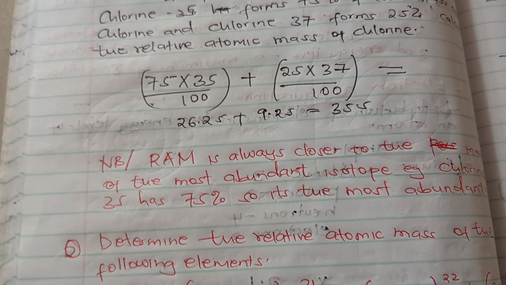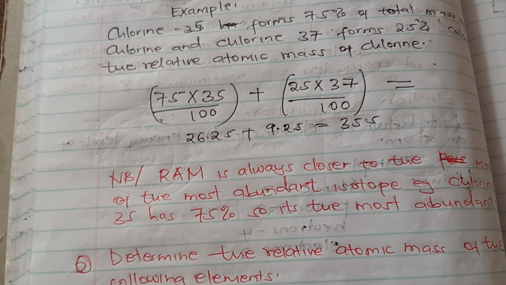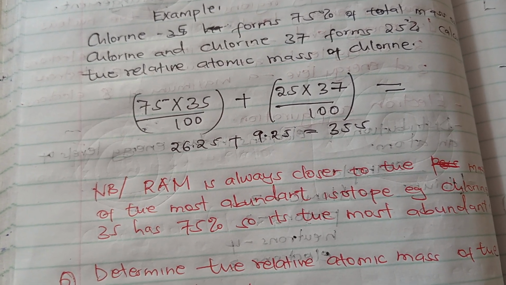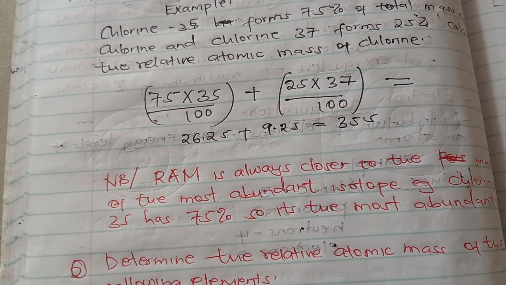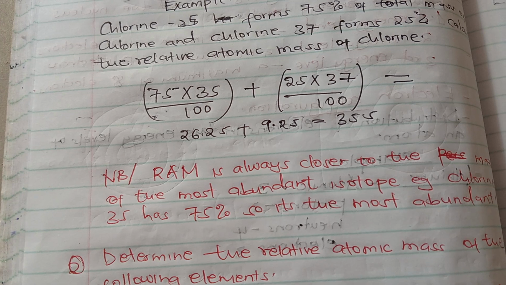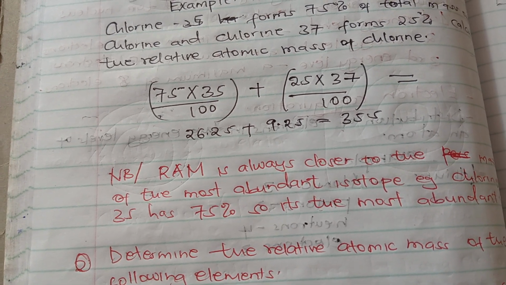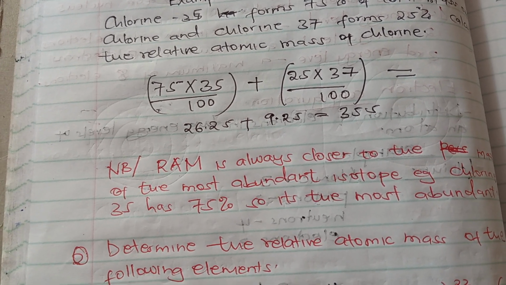There is an NB that I have stated there, that the RAM is always closer to the mass of the most abundant isotope. For example, the most abundant isotope is the one that has a higher percentage. Chlorine 35 has a percentage of 75%, so it's the most abundant isotope. And when you look at the calculated RAM that you've done, you'll see it is closer to the mass of the most abundant isotope, and that is how you know that the answer is correct.